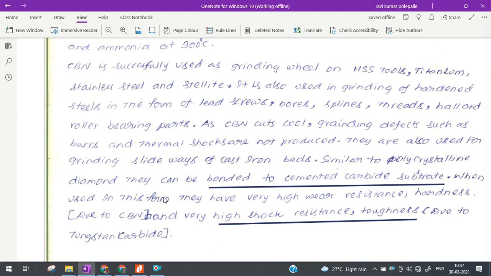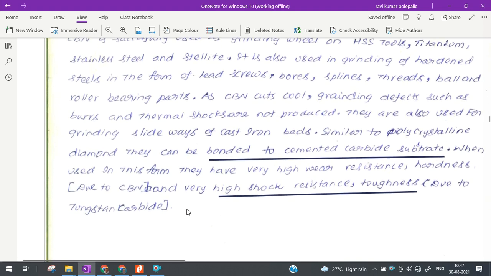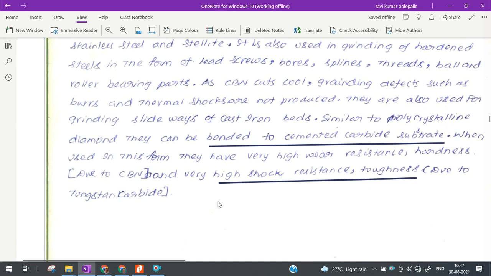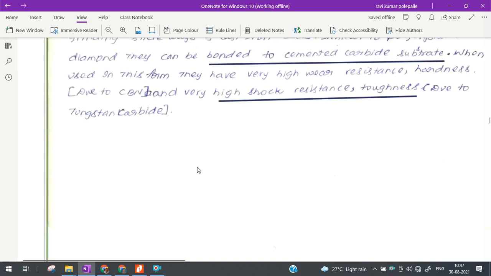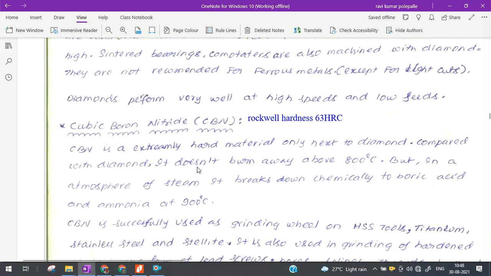Similar to polycrystalline diamond, they are also bonded to cemented carbide substrate, and the cemented carbide substrate is clamped to steel shanks. When they are used in this protected manner, they have very high resistance and hardness, and of course shock resistance and toughness. Right. So this is about the cutting tool materials which we call CBN, cubic boron nitride.